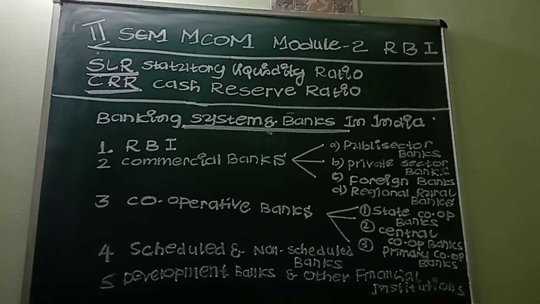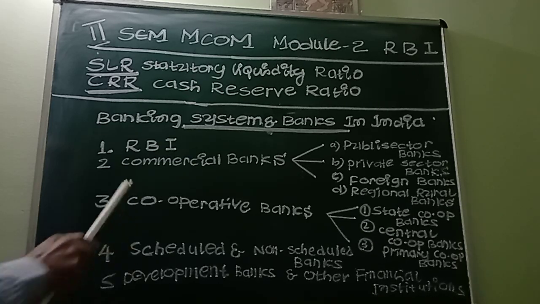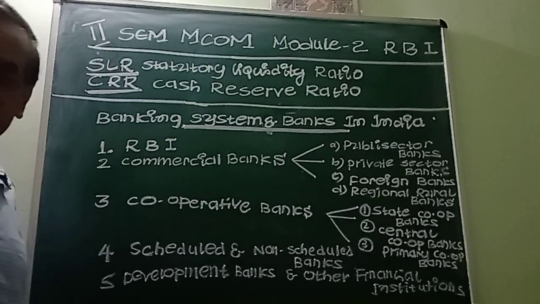In many countries, the central bank is known by different names. For example, Federal Reserve Bank in the USA, Bank of England in the UK, and Reserve Bank of India in India. The central bank is known as a banker's bank. It has the authority to formulate and implement monetary and credit policies. It is owned by the government of a country and it has the monopoly power of issuing notes. See, that's all about the RBI part. Now, coming to the commercial banks.